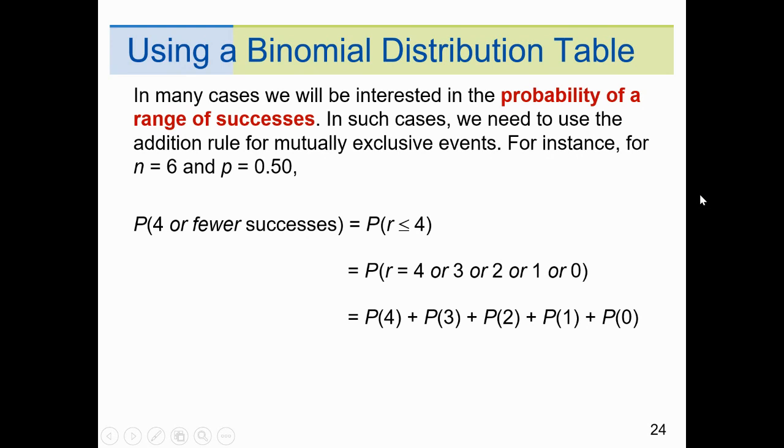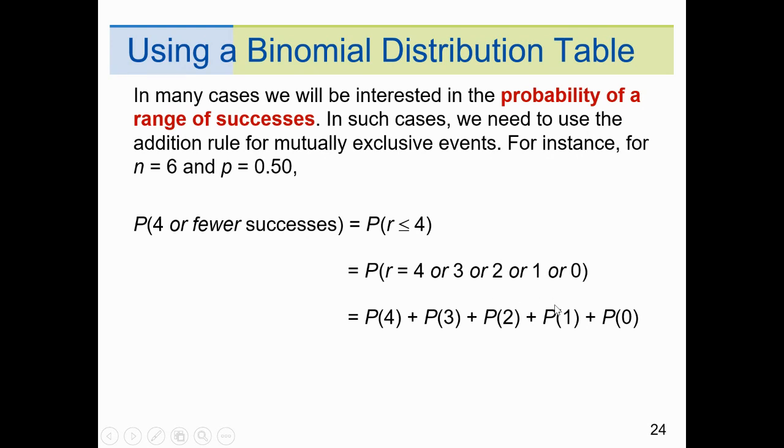In many cases, we will be interested in the probability of a range of successes. In such cases, we need to use the addition rule for mutually exclusive events. For instance, let's say N is 6 and P is 0.5, and we're interested in 4 or fewer. Which would mean that I'd have to calculate the probability of exactly 4, add that to the probability of 3 successes, plus 2, plus 1. You're saying, why am I adding? Well, it's this happening or that happening or the 2 or the 1.